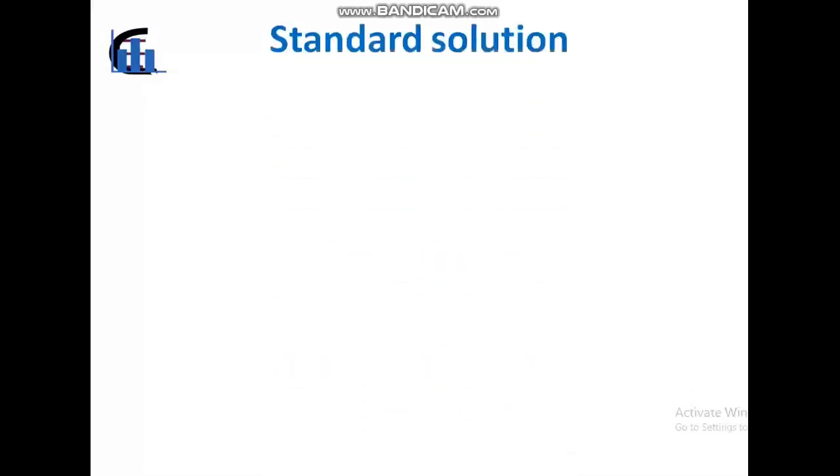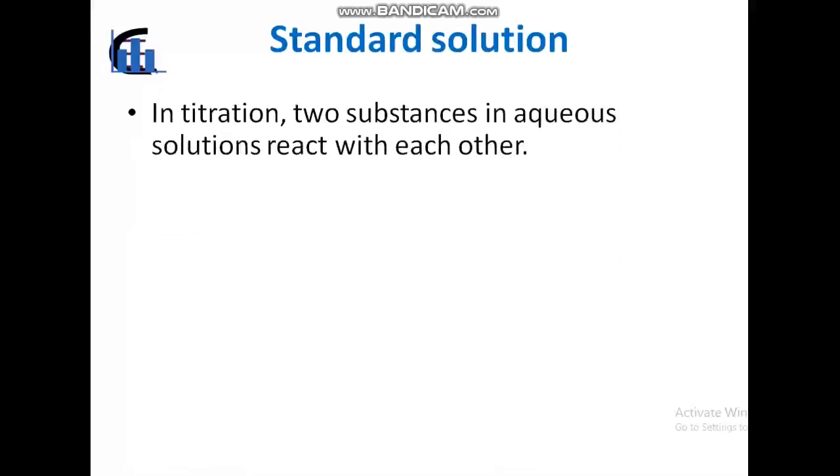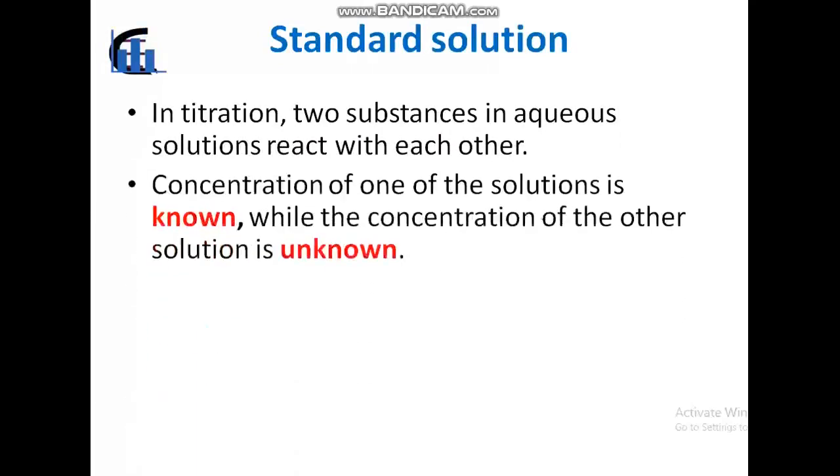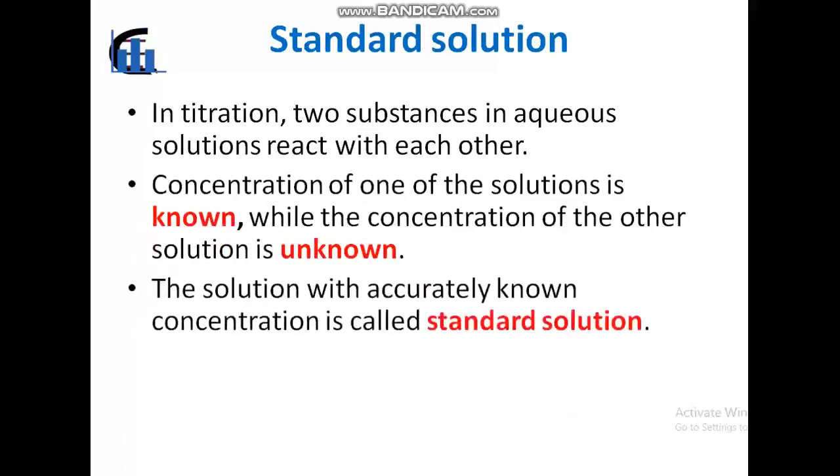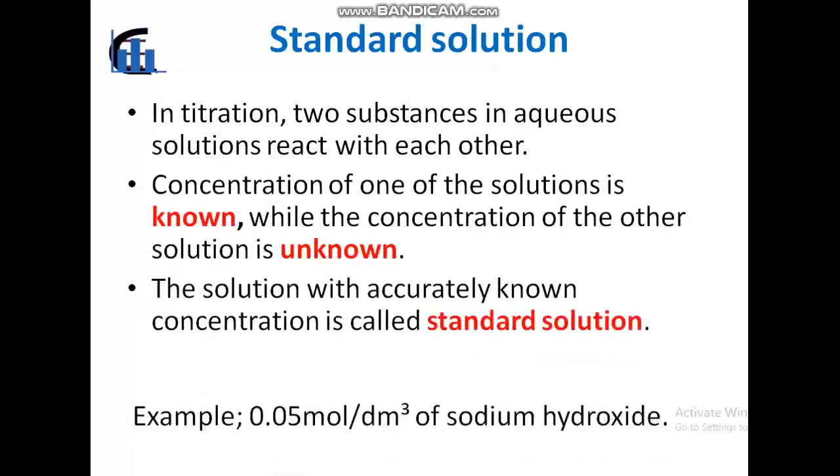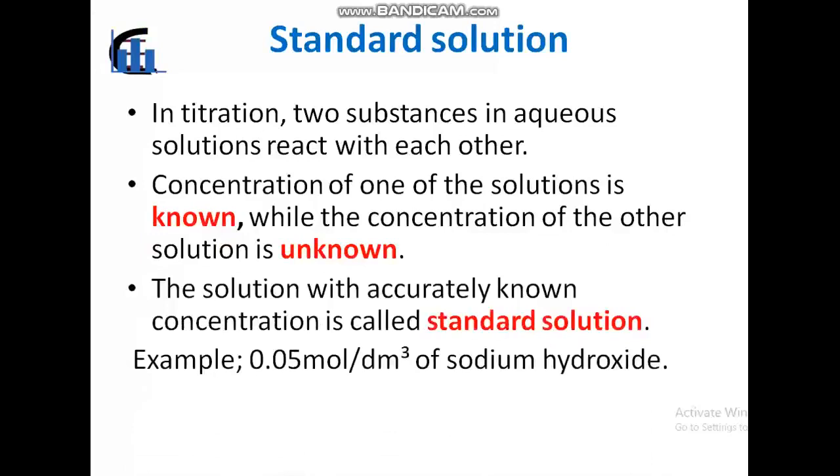Okay, let's now look at standard solution. In titration, two substances in aqueous solutions react with each other. We have said that before. Concentration of one of the solutions is known, while the concentration of the other solution is unknown. The solution with accurately known concentration is called standard solution. For example, we have 0.05 mole per dm cube of sodium hydroxide.